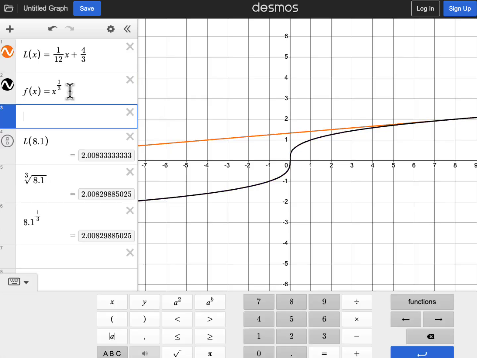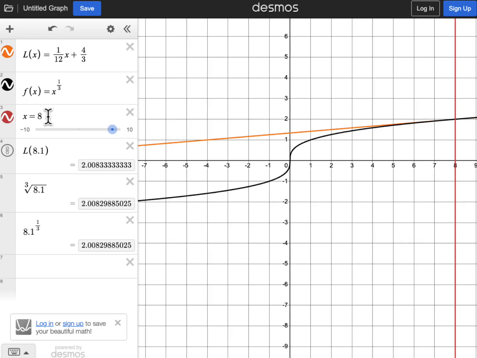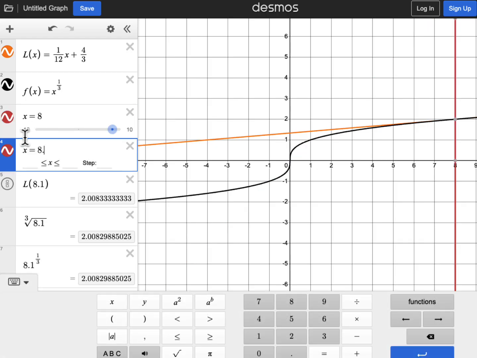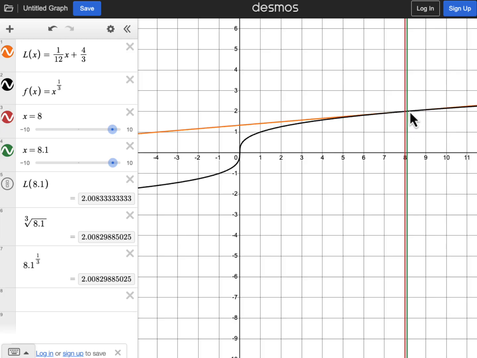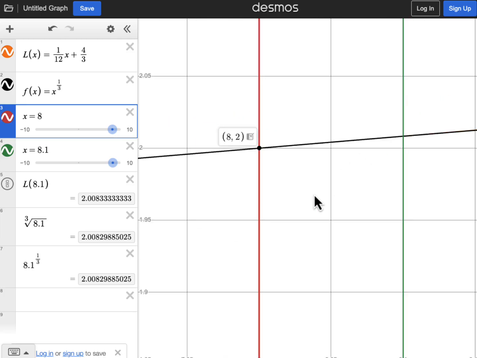I'll make 2 vertical lines, one at x equals 8, I'll make it red, and another one at x equals 8.1, I'll make it green. So at this scale, we can see 2 vertical lines very close to each other. Let's zoom into this area. The point of tangency is here at 8, 2. Notice that on this viewing window, the tangent line and the curve look indistinguishable from each other.